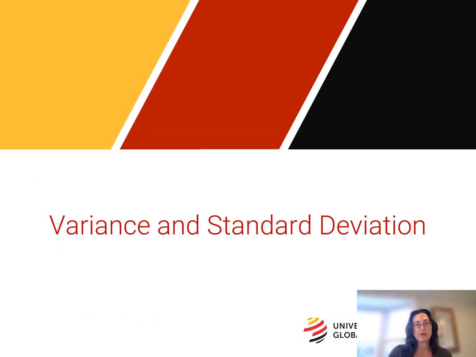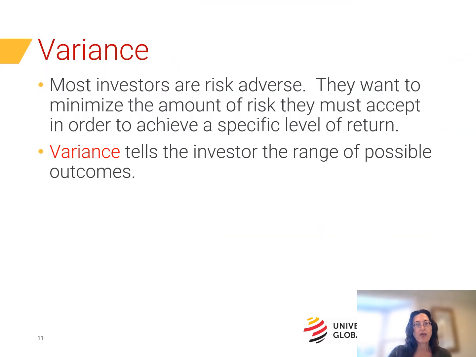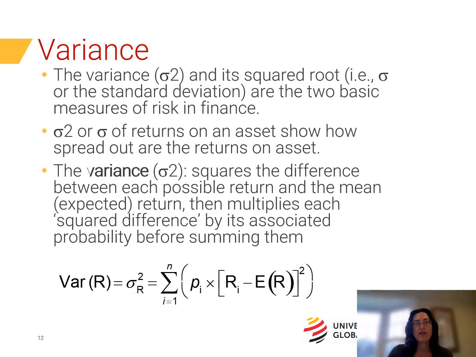We turn next to a discussion of the two most basic measures of risk used in finance, the variance and the standard deviation. Variance is a measure of uncertainty associated with an outcome. It tells the investor the range of possible outcomes. This slide illustrates the computation of variance. Variance is represented by sigma squared.